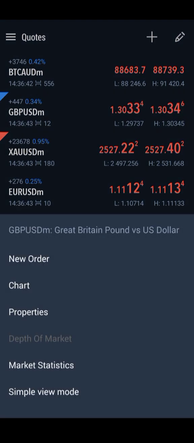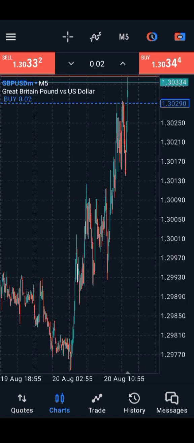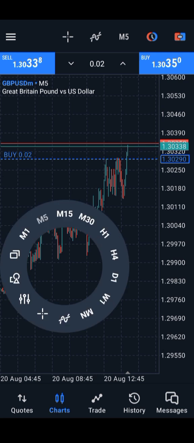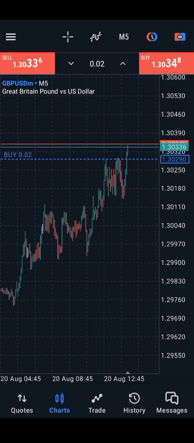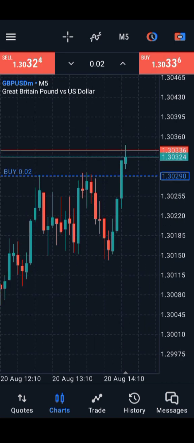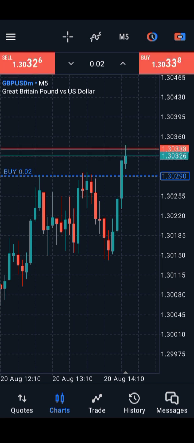So let me view this chart. So this chart is already okay. You're already on profit on this. So let me say from here now, I believe that this market is going to come down and hit my entry and start going up.